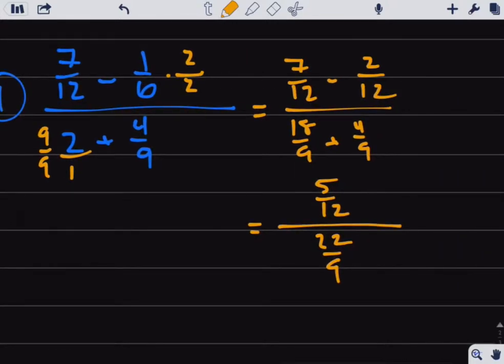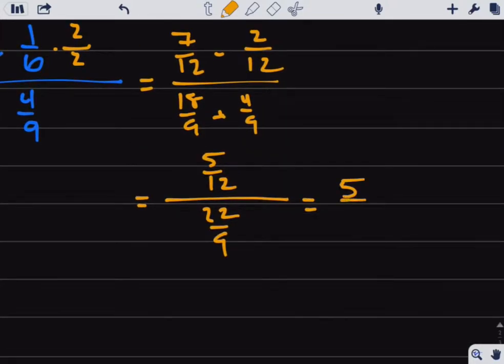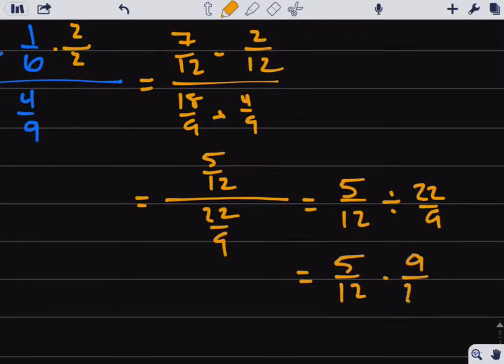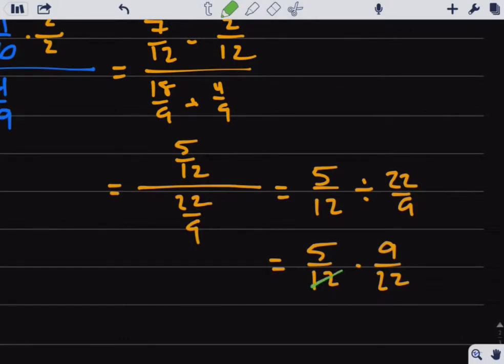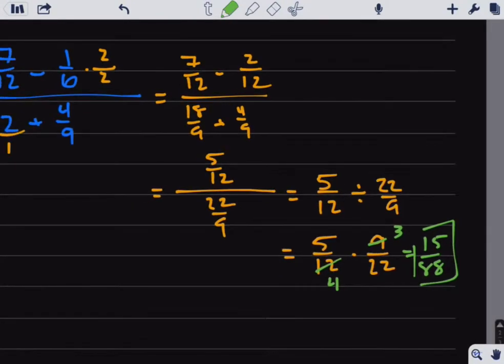Now, this is equivalent to saying 5/12 divided by 22/9, which means 5/12 times 9/22, and I can simplify here. The 12 and the 9 give me a 3 and a 4, and that's the only thing I can do, so I get 15 over 88, and that's your answer. Okay, that's one way to do it.